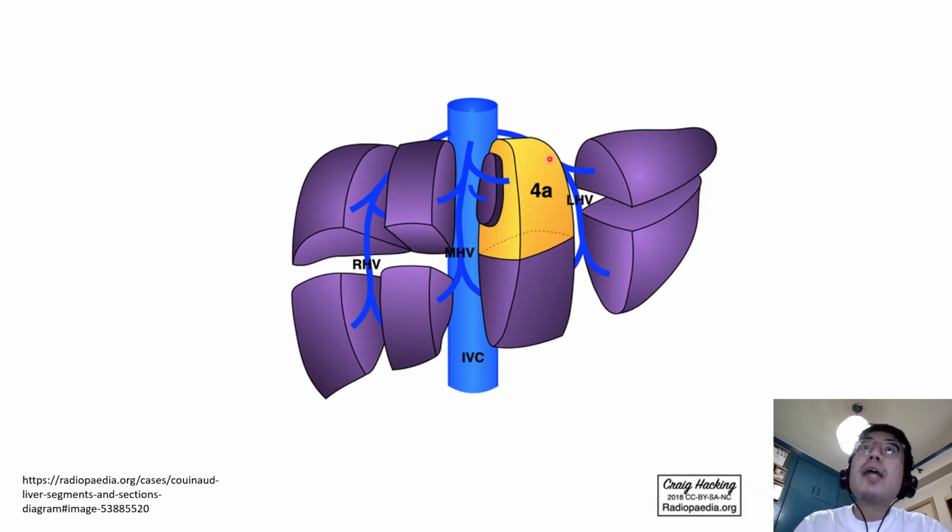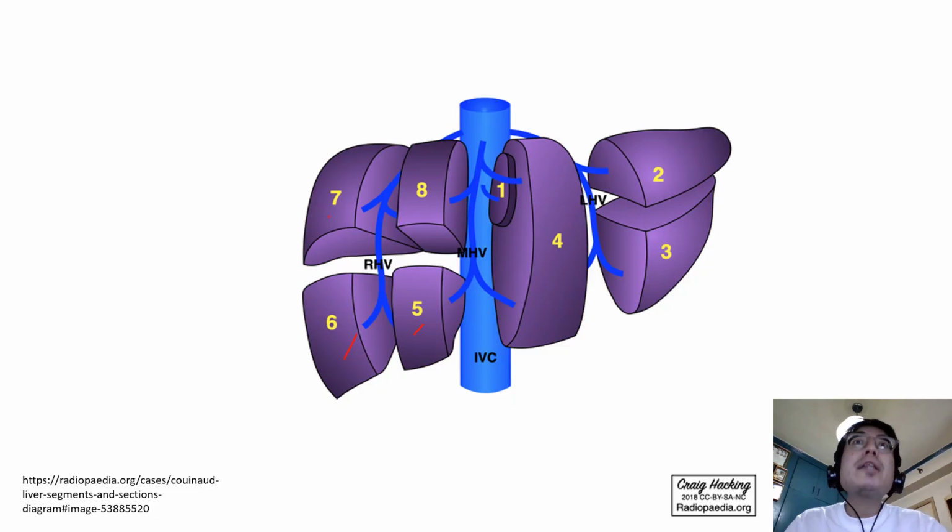Segment 4 lies between the left and the middle hepatic veins. It is subdivided into 4A and 4B subsegments. 4A is above the portal plane and 4B is below the portal plane. Segment 4 includes the quadrate lobe. The falciform ligament is variable in location and hence it is not routinely used to identify the segmental boundaries.